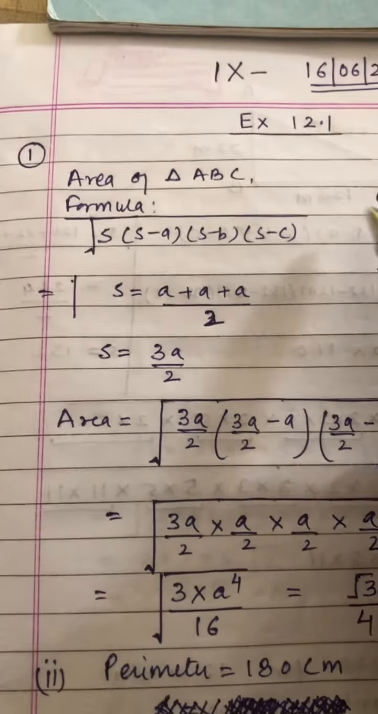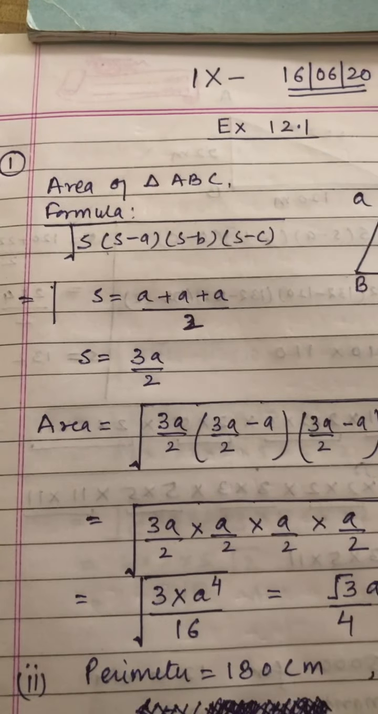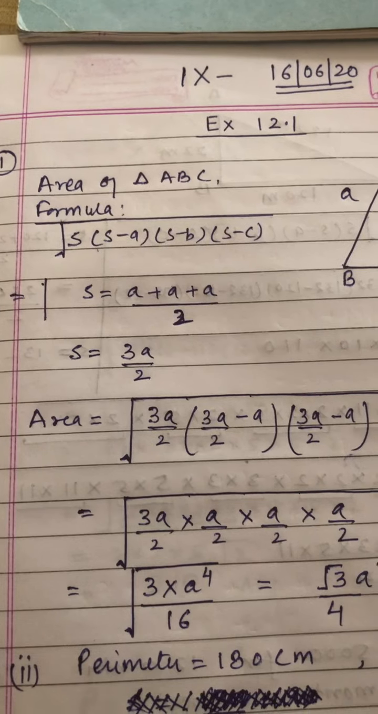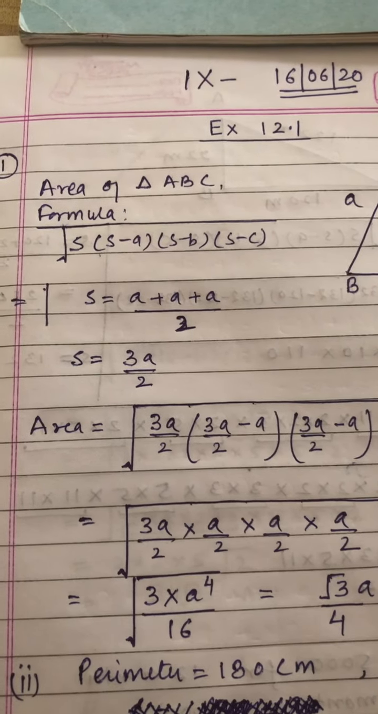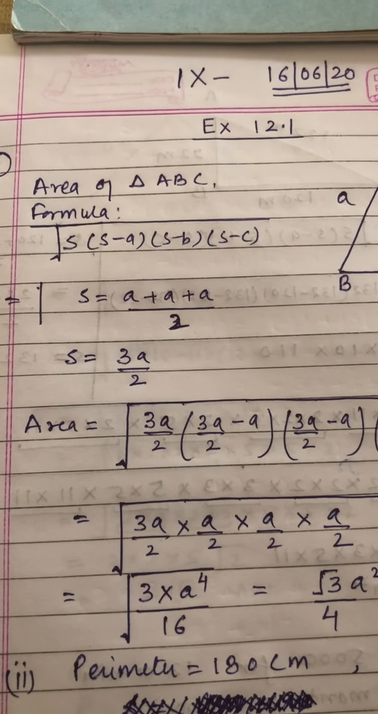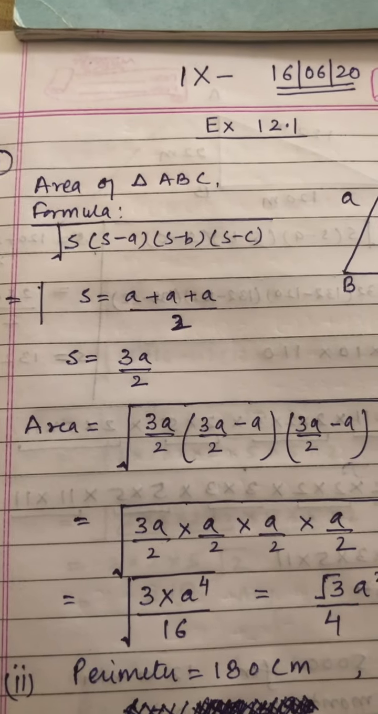So now today we'll start exercise 12.1. Question number 1 says that in an equilateral triangle whose side is A, we have to find its area using Heron's formula. And then if the perimeter is 180 centimeter, what will be the area?